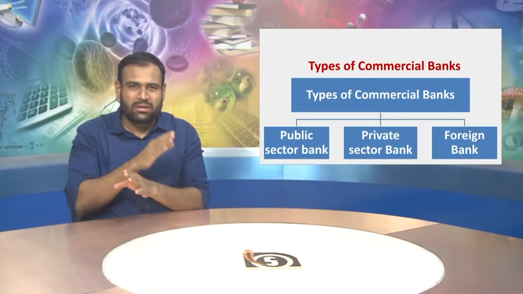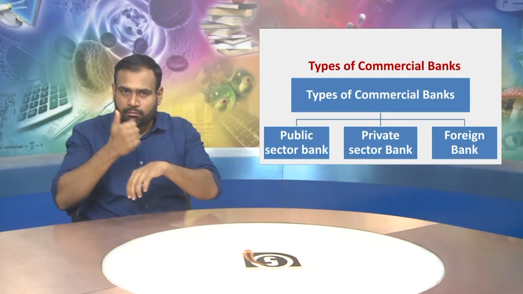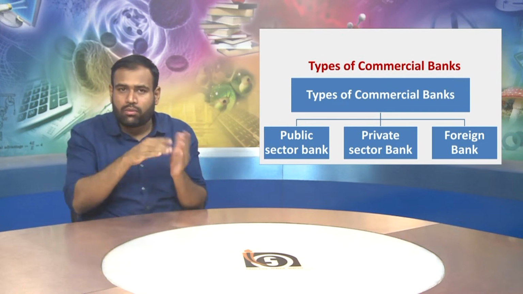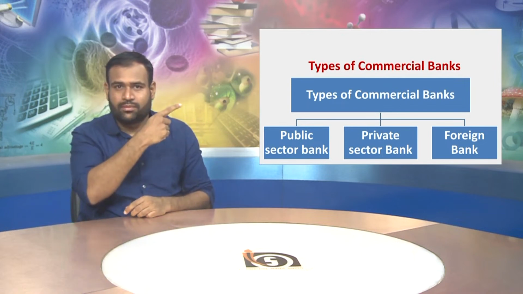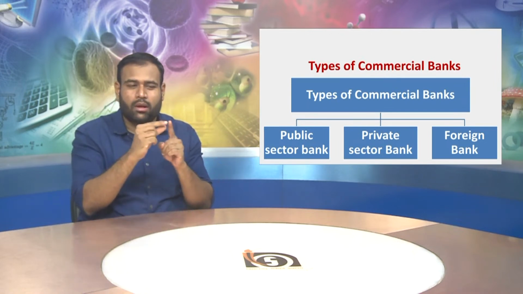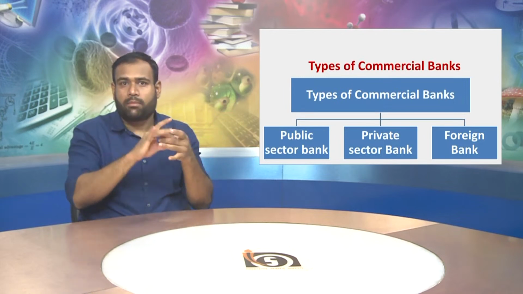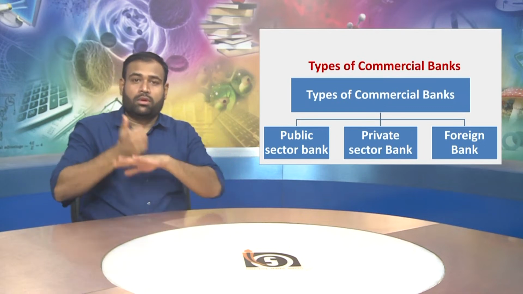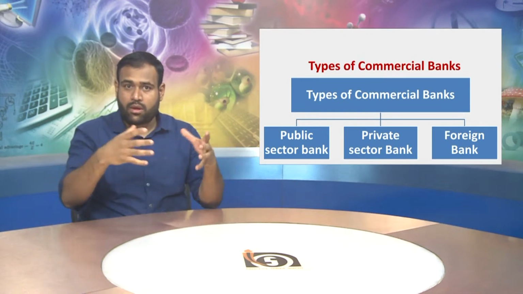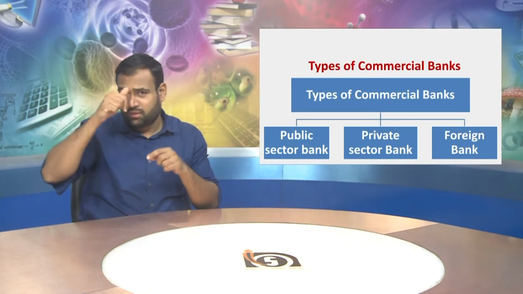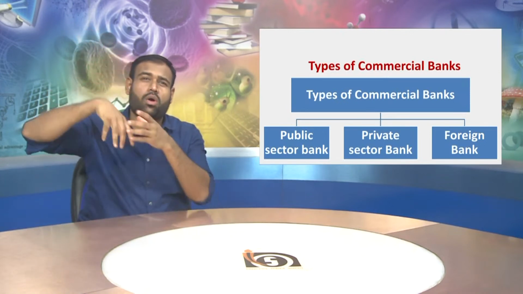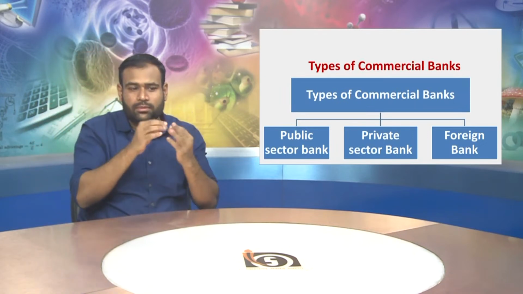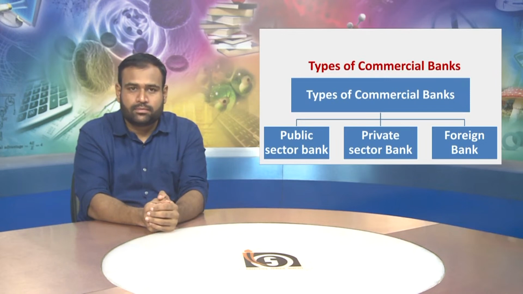Let us continue after the break. We were discussing the commercial banks and the usage of commercial banks. Now here we can see the types of commercial banks. Basically, there are three types of commercial banks. The first one is public sector bank, the second one is private sector bank, and the third one is foreign bank. We will understand all these three in detail in further slides.